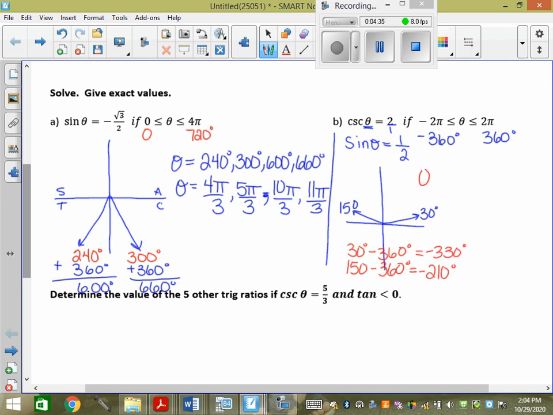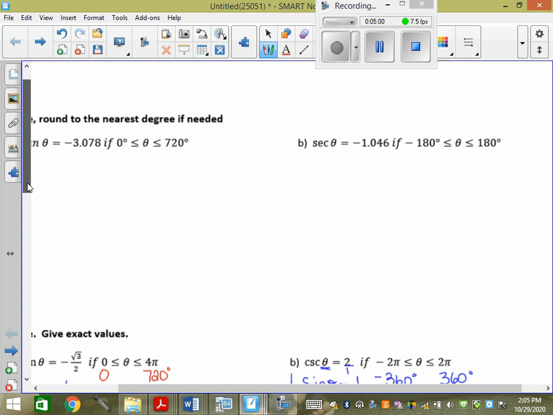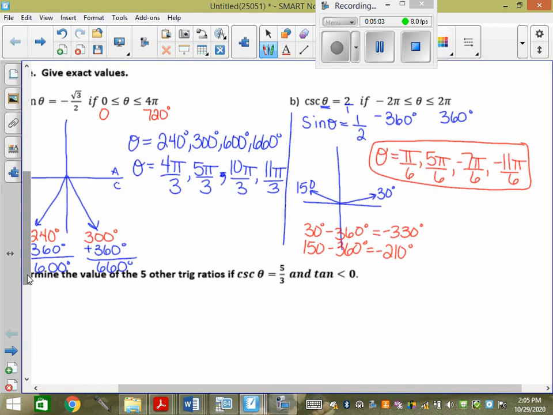30 is pi over 6. 150 is 5 pi over 6. 210 is 7 pi over 6, so negative 7 pi over 6. And negative 330 is negative 11 pi over 6. Okay? So there's two solvings that you could get. You could get a solve where it's blatantly not on the unit circle, 3 steps. Or a solve where it's on the unit circle. You could do the 3 steps, or you can spot it on your unit circle and then find its coterminals, right?